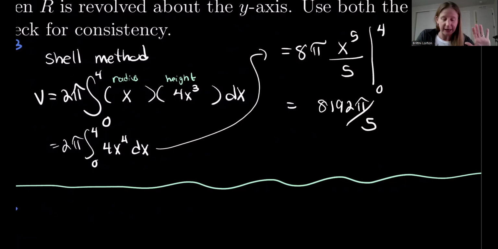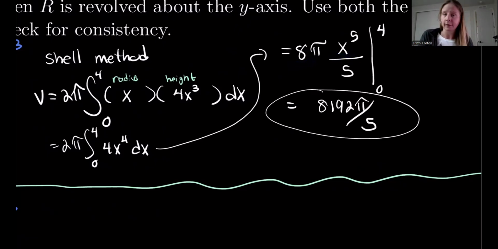I really did just type it into my calculator. I did 4 to the 5th times 8. Hopefully I typed it in correctly. All right, so that's what I got. Ta-da. Cool. Oh, and I think that's fair.